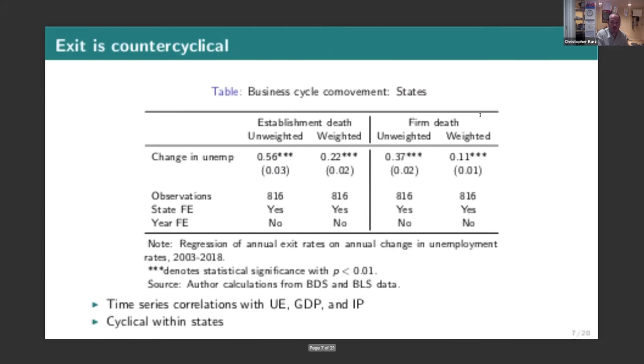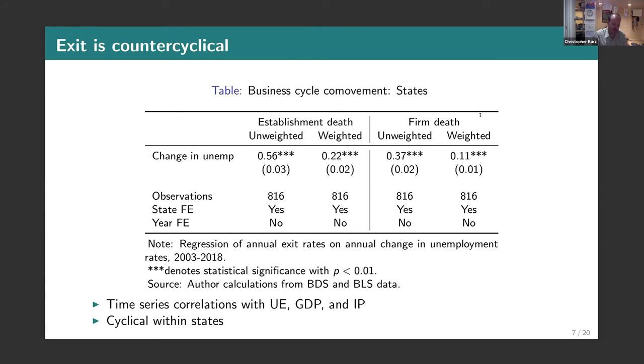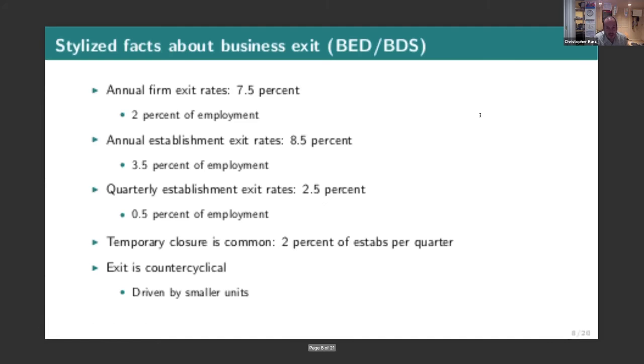And so let's take a step back and think about what's the cyclicality of exit. When you think about business cycle co-movements, and this is in state level data, you're going to see that exit is countercyclical. Maybe that's not surprising to most people, but I think the literature really hasn't come down and used this stylized fact as much as it should. So I'm making the point that exit is countercyclical, and it's not just with unemployment. You can use the same kind of time series analysis to show that we see countercyclical exits for unemployment, GDP, and industrial production. And then you can go within states to see that same cyclicality.